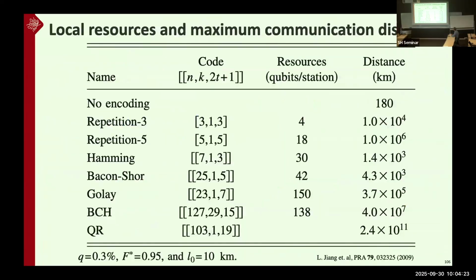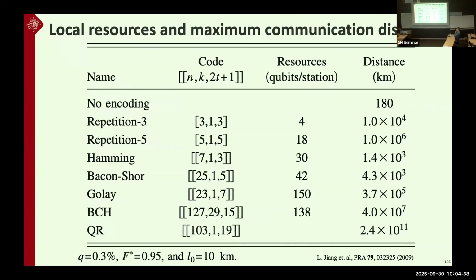And so I kind of want to go here through a number of these and look at some of the resources. So write down the error correction code in this normal convention, the resources, the number of qubits per station. There's no universal measure, but it's one that we can think about. And the distance that you get, that you can communicate across before you lose entanglement, say.